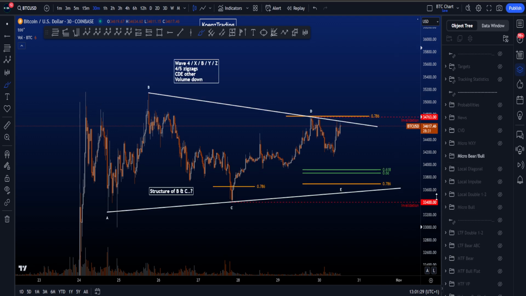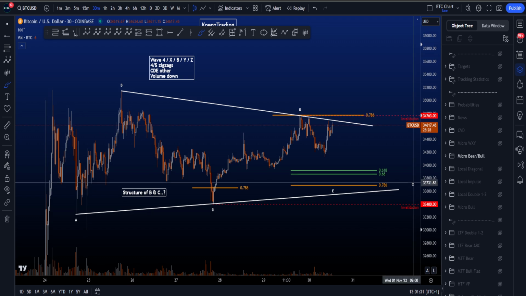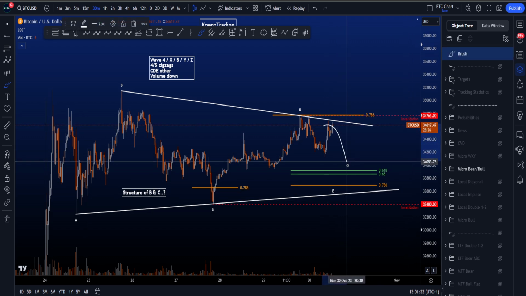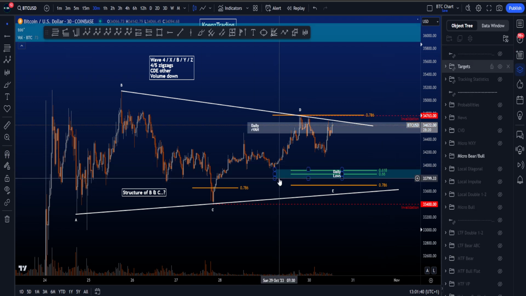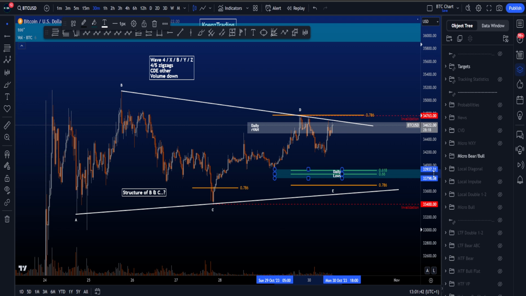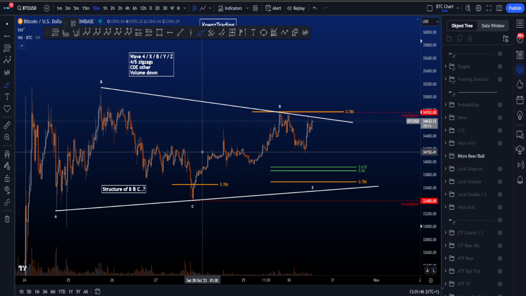If we then look at the triangle scenario over here, which is the bearish and then bullish scenarios, we first expect a move to the downside before continuation, where we also have, by the way, some additional support, as you can see, which is between 33.8k and 34k. We are looking for a zigzag in all of the waves.